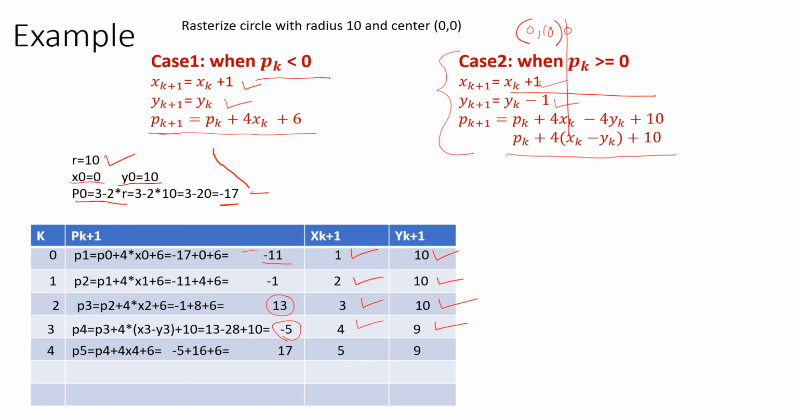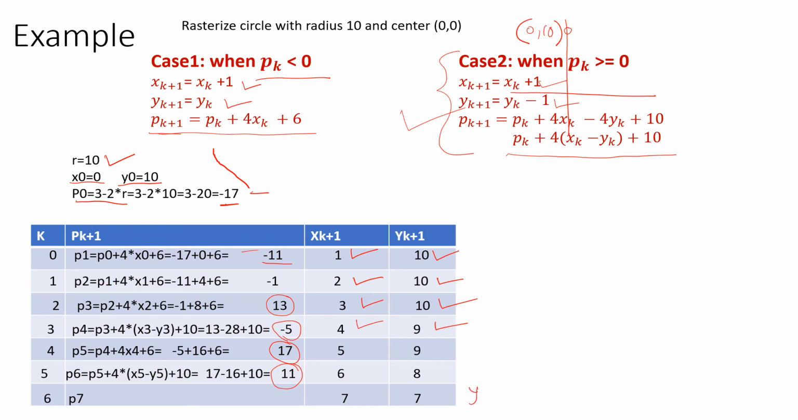So x is incremented by 1, y remains the same, and we use pk plus 4xk plus 6 for the next decision parameter, which is p5. We get the value as 17, which is positive. So we use case 2 calculations to find the next value, which will be 6 and 8, because y is decremented by 1. The next decision parameter is obtained by pk plus 4 of xk minus yk plus 10. So P6 is P5 plus 4 of x5 minus y5 plus 10. We get the value as 11, which is again greater than 0. So we use case 2, and the next values will be 7 and 7.